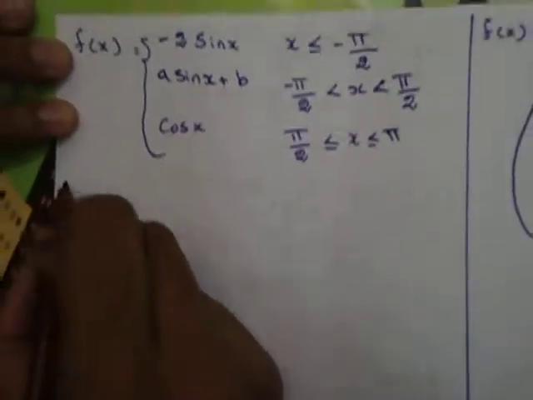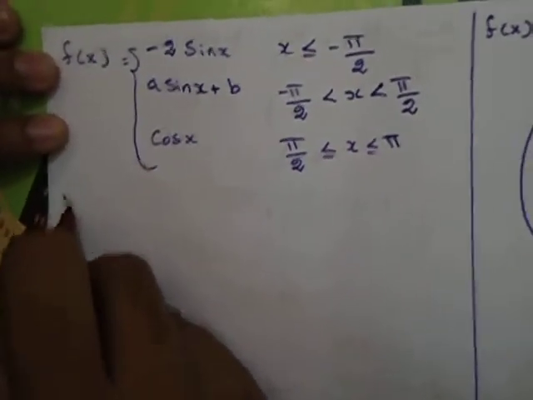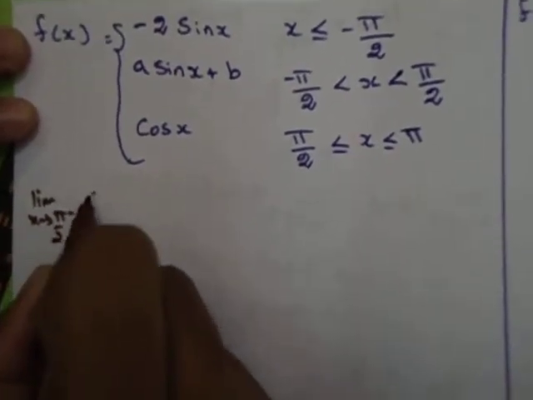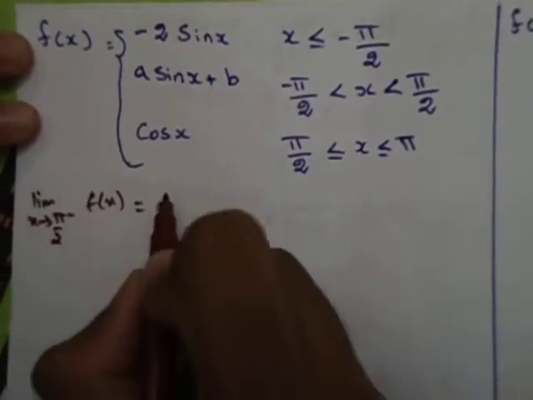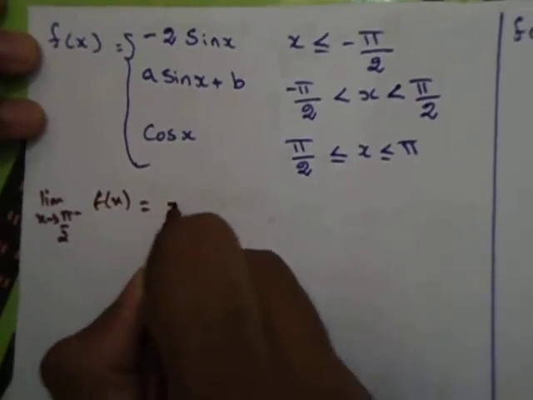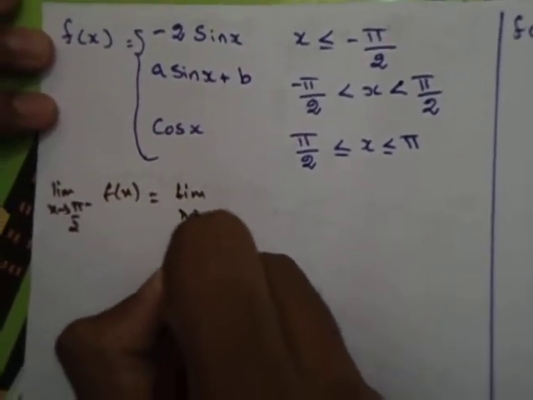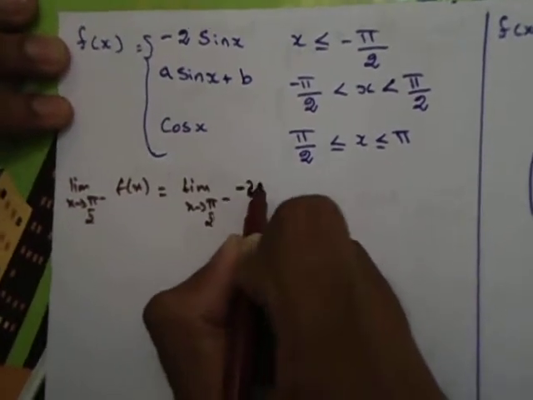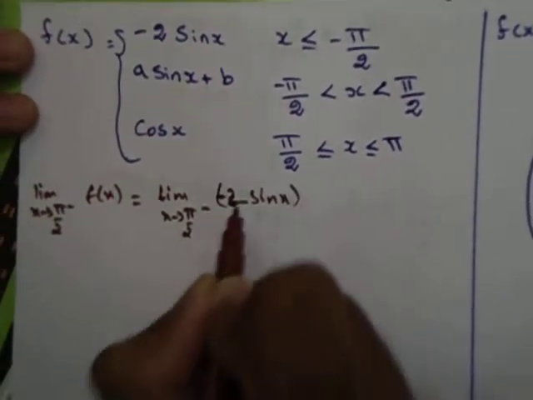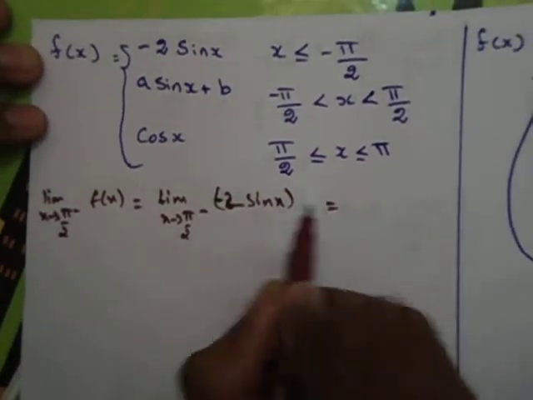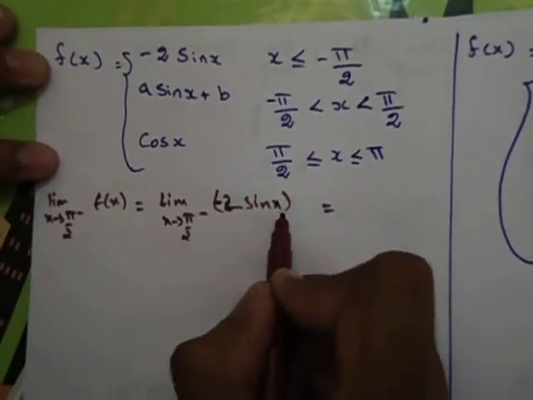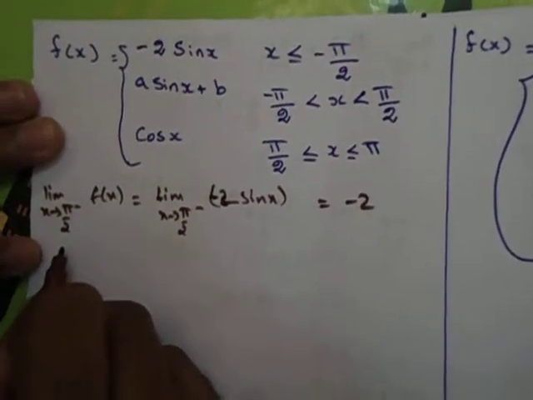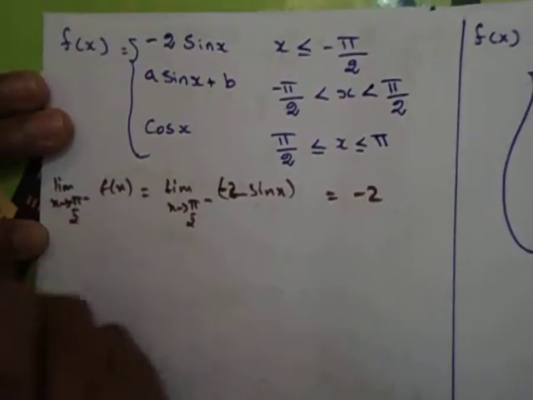So at minus pi by 2, let's find the limit. Left limit, x tends to minus pi by 2 minus of f of x, which is equal to limit x tends to minus pi by 2 minus 2 sin x. When we substitute, we get sin of minus pi by 2 as minus 1, so this is 2.